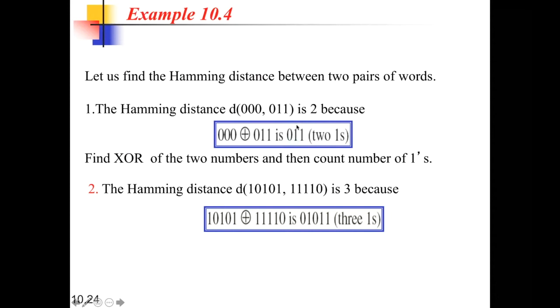In the answer you can calculate the number of ones. How many ones are here? Two ones are here, so the Hamming distance is 2.